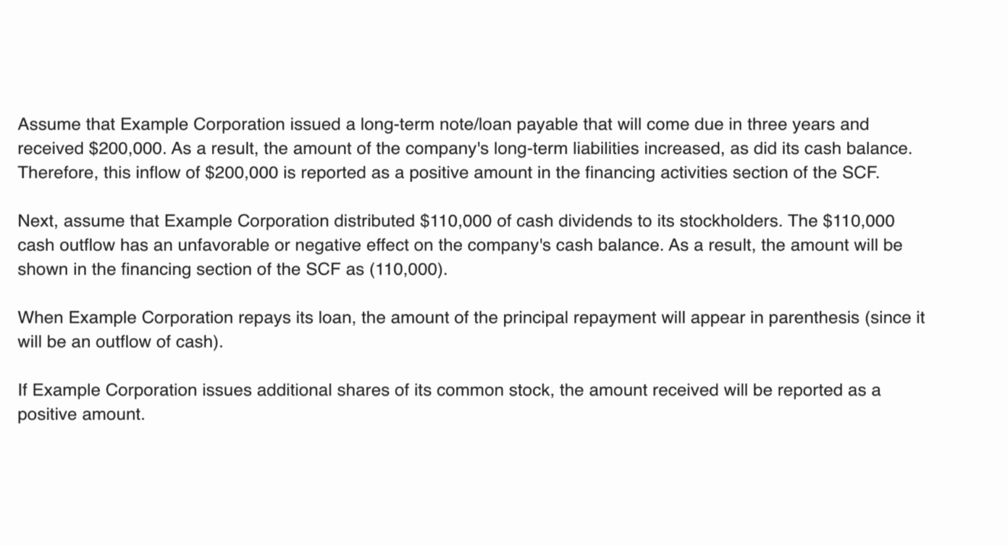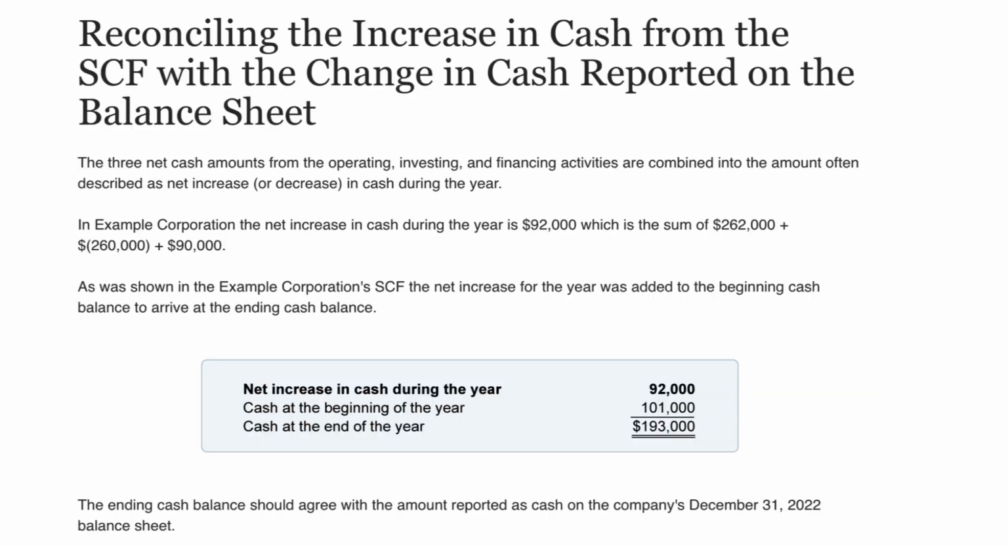When example corporation repays its loan, the amount of the principal repayment will appear in parentheses, since it will be an outflow of cash. If example corporation issues additional shares of its common stock, the amount received will be reported as a positive amount. Reconciling the increase in cash from the SCF with the change in cash reported on the balance sheet.